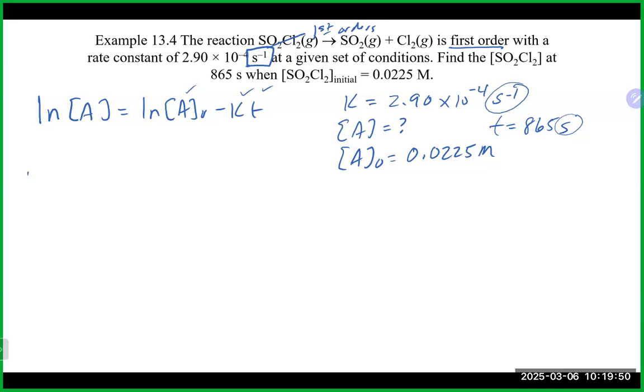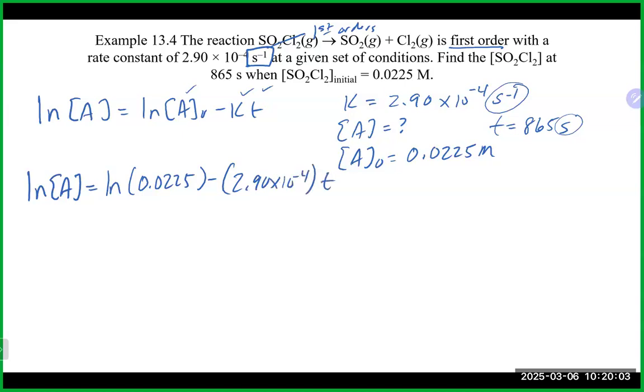We'll pop that in there. That's going to give me the natural log of A is equal to the natural log of 0.0225 minus our 2.9 times 10 to the minus 4 and our time, which I actually do have, not T.